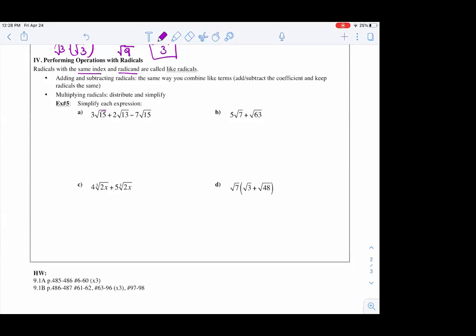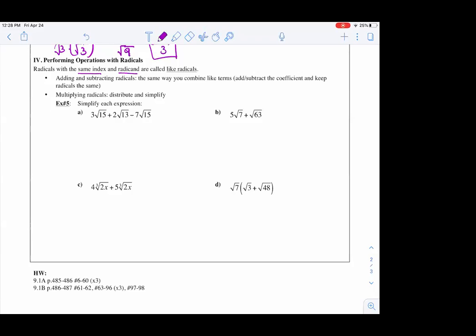Radicand is the thing inside the radical. So in this case, 15 is the radicand. And the index is 2, because for square root, we normally don't write the 2 in the bucket. So it's just square root. For anything other than 2, we always write the number there, and that's the index.